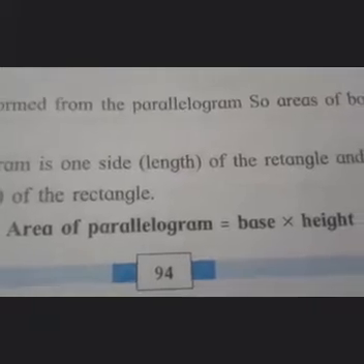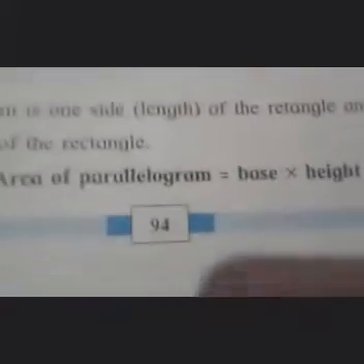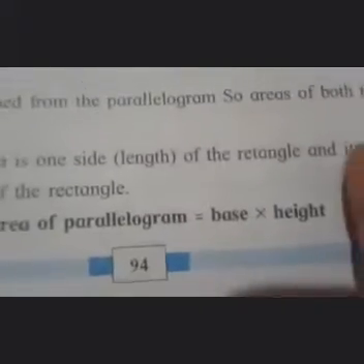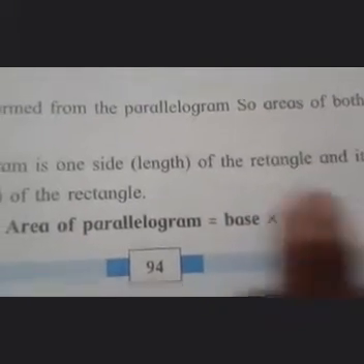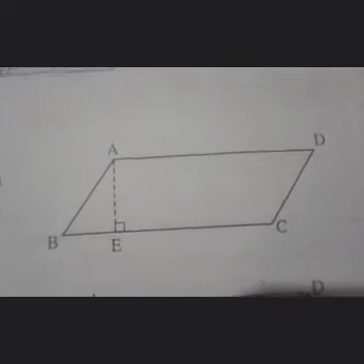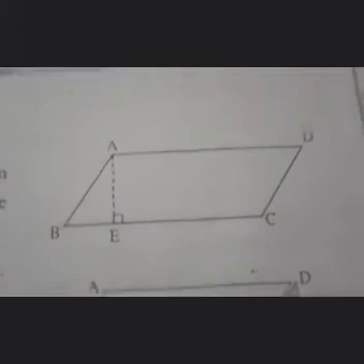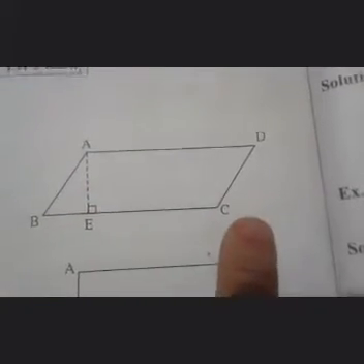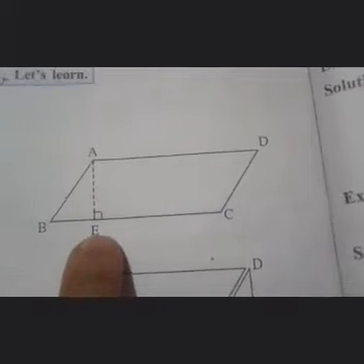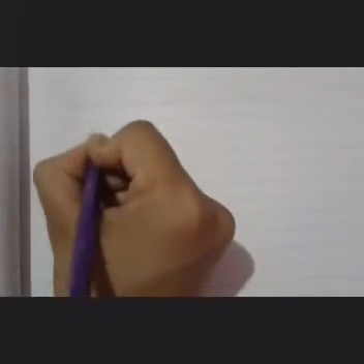Now, area of a parallelogram. Area of a parallelogram is equal to base into height. How does a parallelogram look like? It looks like this. Okay, so tell me, it is base into height. Which is the base? BC is the base and the height is AE. Okay, so area of a parallelogram is equal to base into height.